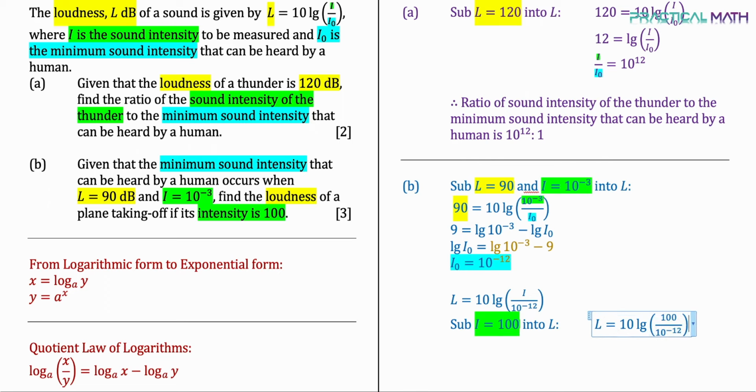This thing, in fact, we can work out with our calculator. What I do here is I simply replace the top part to be the one in green, which is I to be 100. Working it out with a calculator, L should give us 140. Now to finish up this part B question, we can conclude that the loudness of a plane taking off is 140 decibels. And that's the answer for part B.